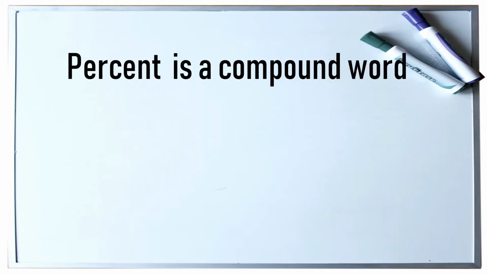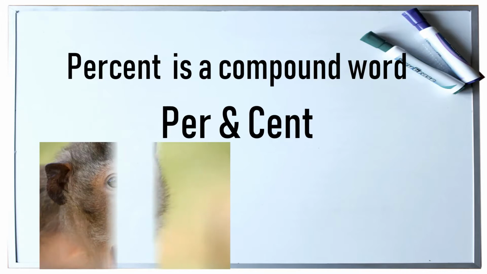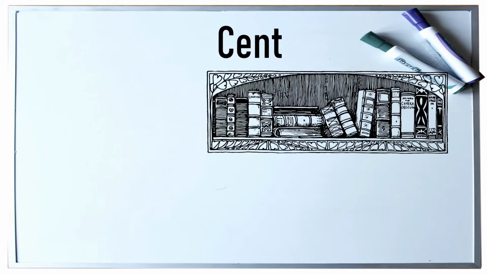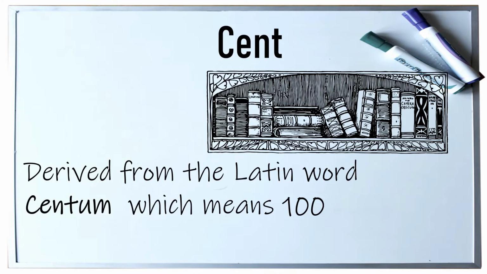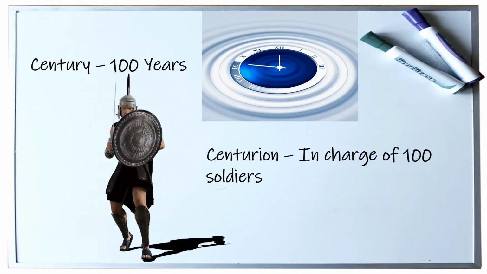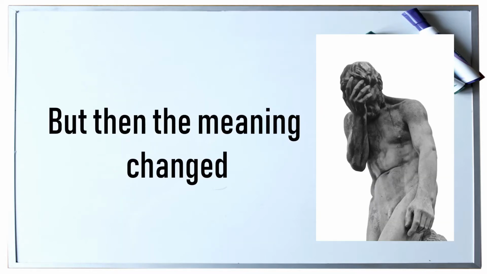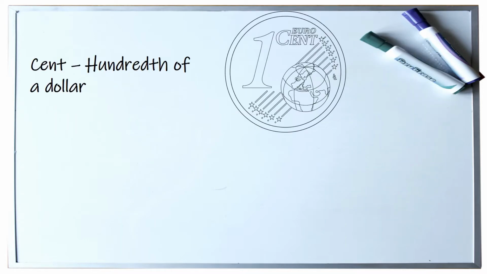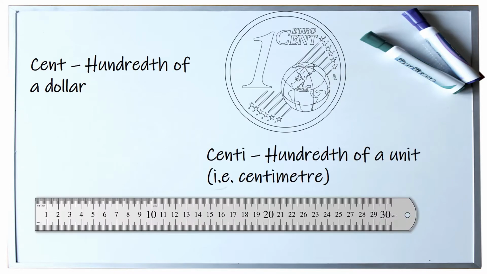Percent is a compound word and can be broken up between per and cent. Cent is derived from the Latin word centum, which means 100. This word gives us century, which means 100 years, and also a centurion, who was a Roman soldier in charge of 100 soldiers. But then the meaning changed. It became a hundredth, as in a cent is a hundredth of a dollar, and centi is a hundredth of a unit, i.e. a centimetre.